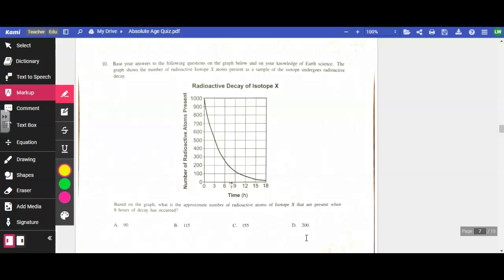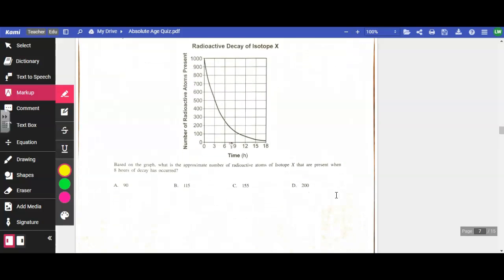Number 10 says base your answers to the following questions on the graph below and your knowledge of earth science. The graph shows the number of radioactive isotope X atoms present as a sample of the isotope undergoes radioactive decay. Based on the graph, what's the approximate number of radioactive atoms in isotope X that are present when 8 hours of decay have occurred? I marked right here, though it's kind of hard to see. 8 hours. How many radioactive isotopes are present? So just reading this graph.